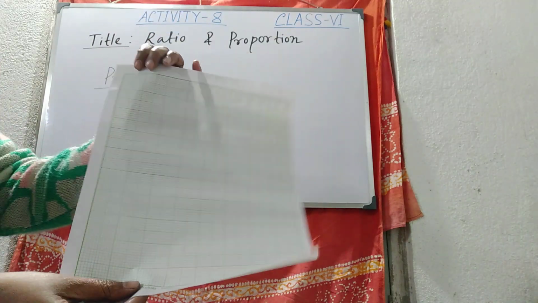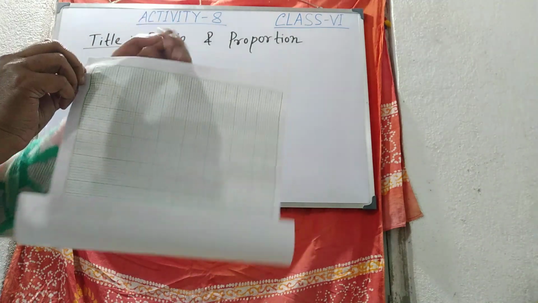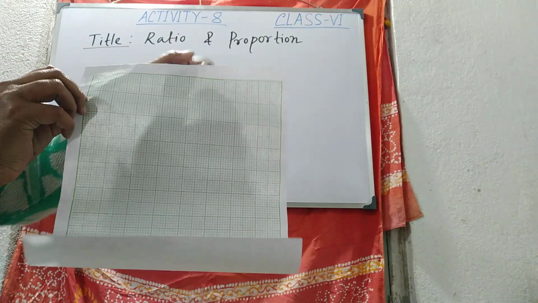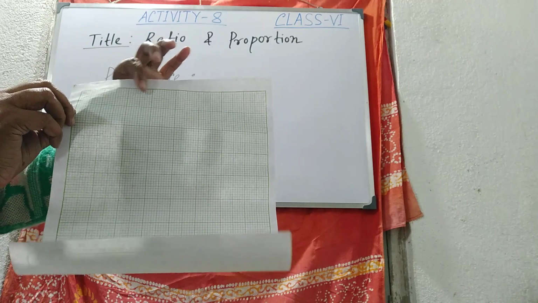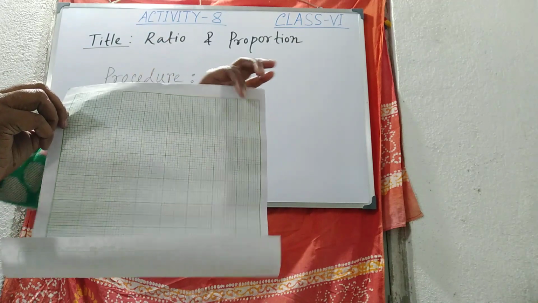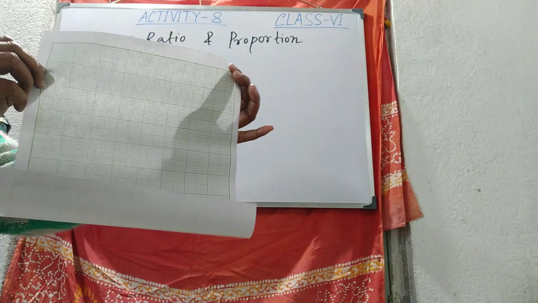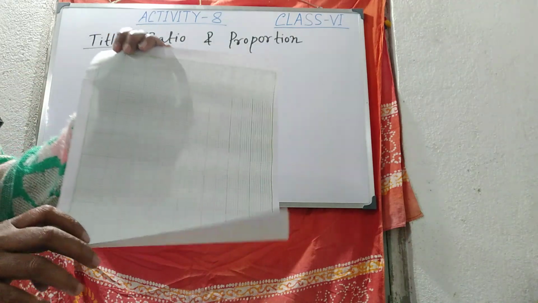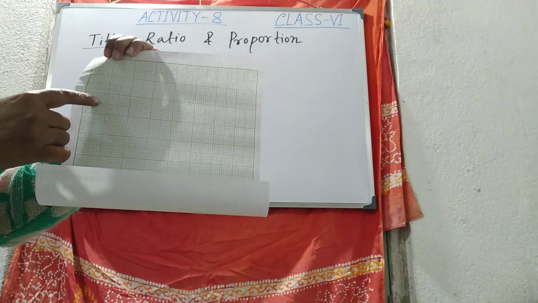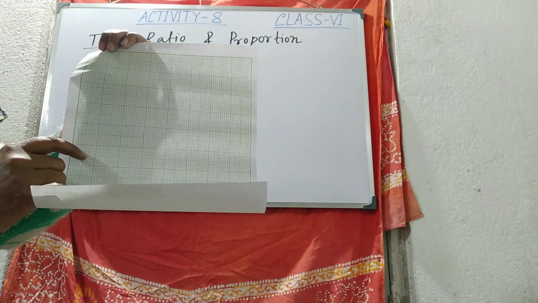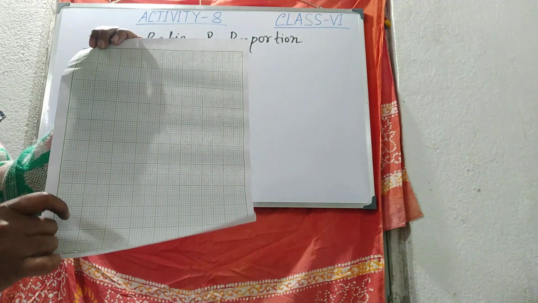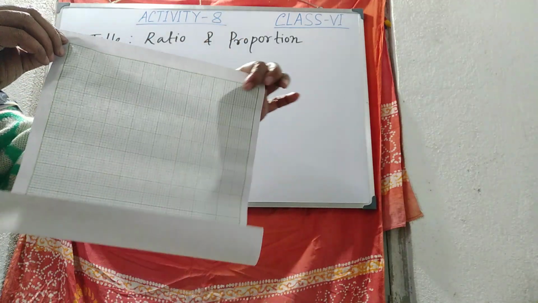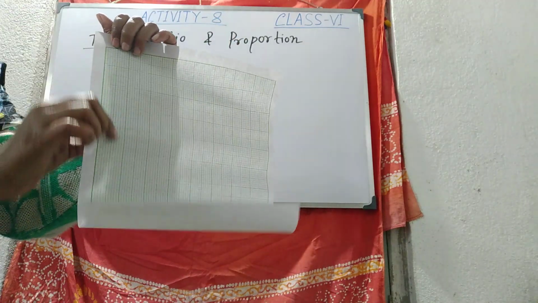For example, suppose here we count the number of columns. 1, 2, 3, 4, 5, 6, 7, 8. Okay, 8 columns are there. Now let us count the number of rows. 1, 2, 3, 4, 5, 6, 7, 8, 9, 10. 10 rows are there. So we have got 8 columns, whereas we have got 10 rows.